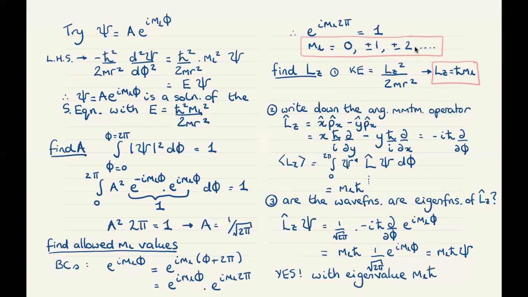So again, the m sub l quantum number tells us the z component of the angular momentum, and because the wave function is an eigenfunction of the L sub z operator, this means that every measurement we make of the z component of the angular momentum will always give us the same answer, and that answer will be m sub l h bar.